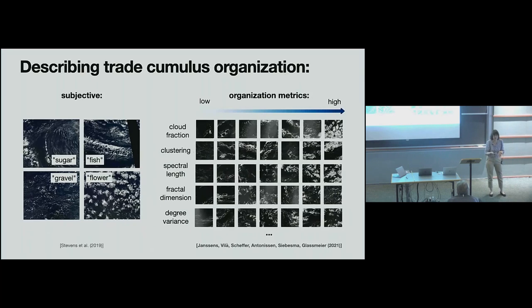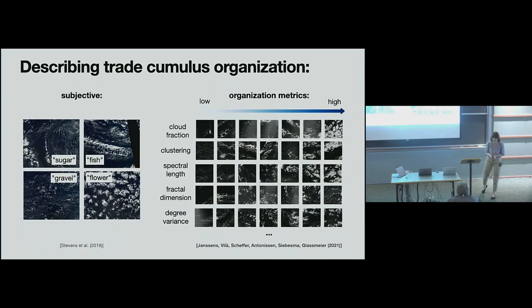So a lot of people got together, and then somehow they said, well, we can distinguish 4 distinct patterns. We call one flour, one gravel, one fish, and one sugar. And so this was the first very scientific classification of the patterns that we have. Of course, that's pretty subjective, and also people usually don't agree. There's many cloud scenes where experts just cannot agree whether it should be gravel or flour or whatever.